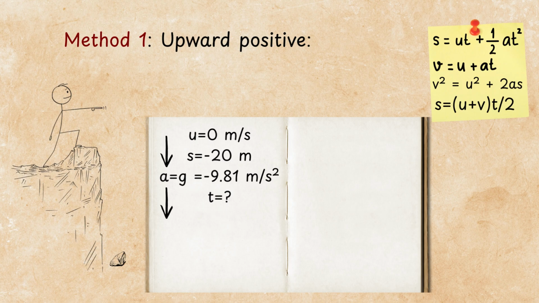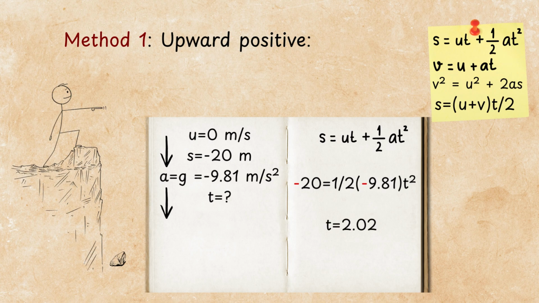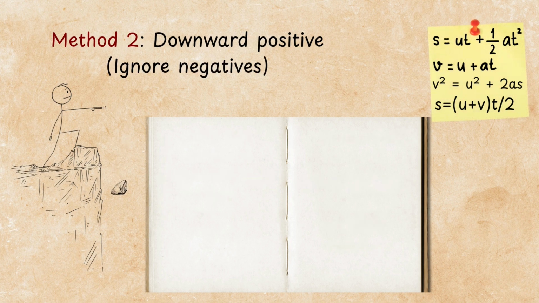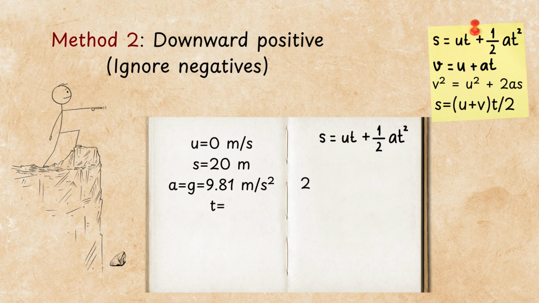Then we look at our equations of motion and we choose the right one. In this case, it is the first one. We put the numbers in the formula, and here we go. We find the time. It's almost 2 seconds to reach the ground. The second method, only when the object is just coming down, because acceleration and velocity are in the same direction, we can switch and consider downward positive, upward negative, or simply just ignore negative. The steps are similar, but we are not bothered with negative anymore. The answer is still almost 2 seconds to reach the ground.